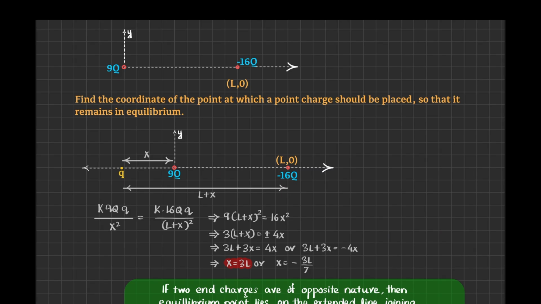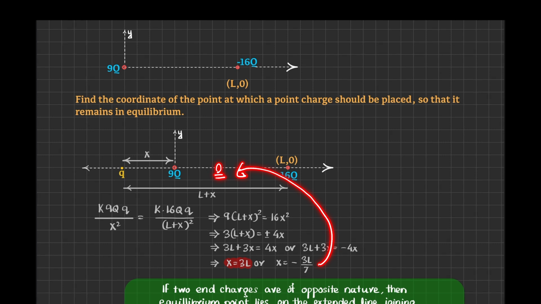So this point here, which corresponds to the answer minus 3L by 7, even if the two forces are the same at this point, they are not of opposite nature. The directions are not opposite to each other. So here it is not technically an equilibrium point. The equilibrium point will be for x equals 3L.